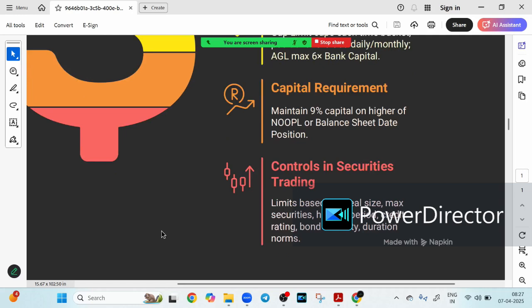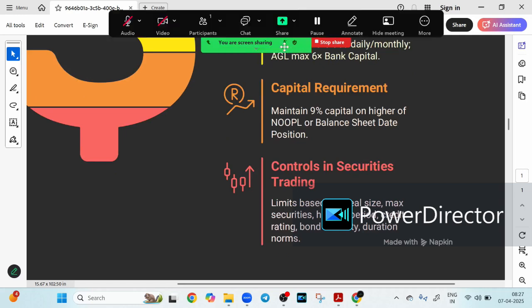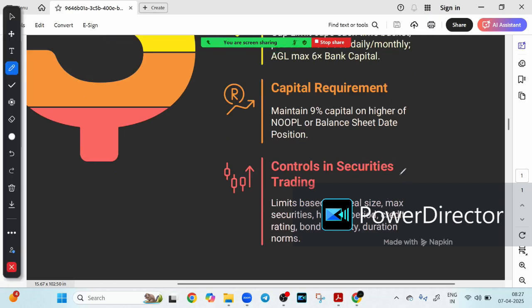So it does not end with forex. Even security trading is tightly controlled. Banks follow strict limits based on deal size, maximum security, number of securities, holding period, credit rating, bond maturity, and everything else. These checks keep speculative risk under control and ensure portfolio stability.